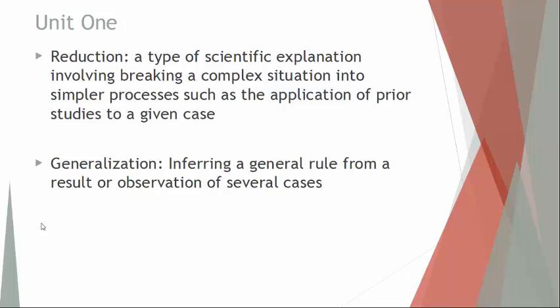This is inferring a general rule from a result or observation of several cases. So taking something that happens to a handful of people and making that the general rule to everybody. For example, if you see a dog that's growling and he bites at you, the generalization would be all dogs who are growling will bite at you. And that may be the case, it may not be the case. But you're taking a few isolated cases and inferring that to every single one of that population.